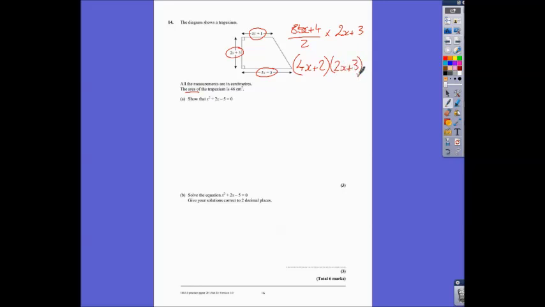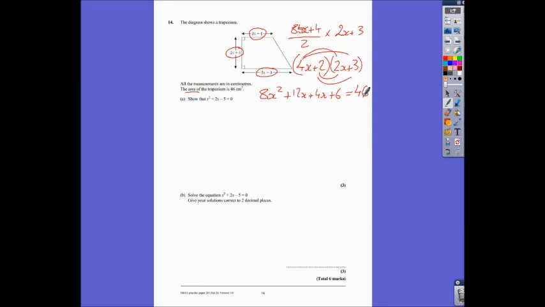So we're just going to multiply that out like normal quadratics. So 4x times 2x is 8x squared, so that's that one done. 4x times 3 is 12x, 2 times 2x is 4x, and 2 times 3 is 6. And that has an area of 46 centimetres squared.